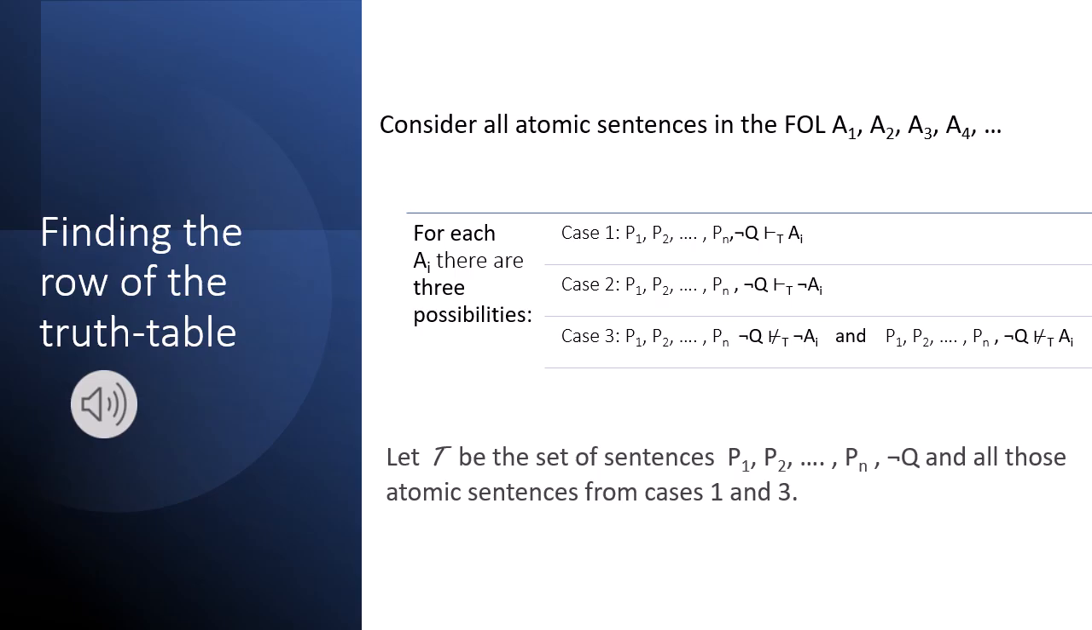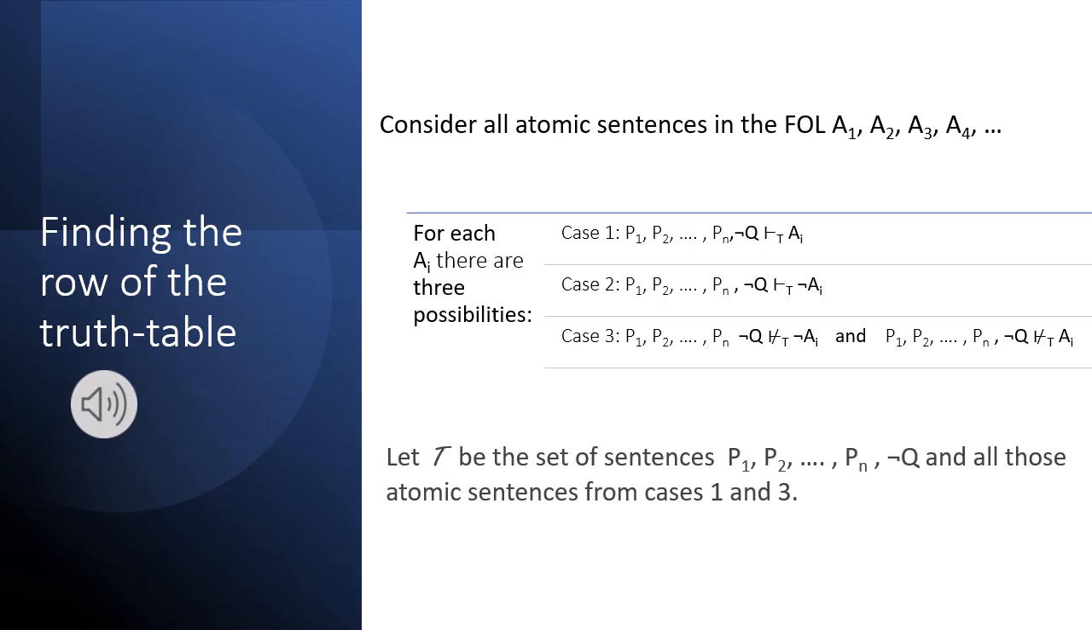Okay, so how does it work? For each of the atomic sentences, let's just call an arbitrary one Ai, there are three possibilities. The first is that there's a proof of that atomic sentence from P1 through Pn and the negation of Q. The second case is that there's a proof of the negation of that atomic sentence from P1 through Pn and the negation of Q.